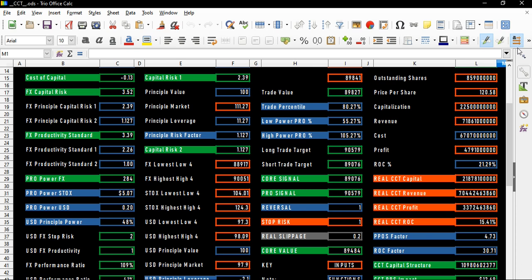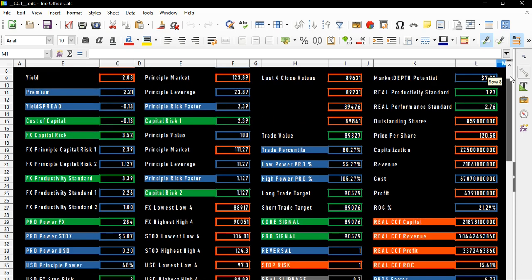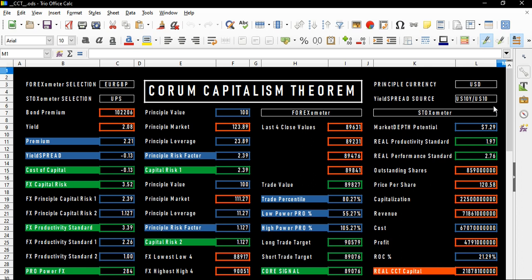So to get started, in the upper left-hand corner of the Quorum Capitalism Theorem Pro Calculator, we have the Forexometer selection. That is going to be our foreign exchange pair that we're looking at. So we're going to look at the Euro Great British Pound. It correlates somewhat with the UPS stock and the US dollar. And then our STOXometer selection is going to be UPS. Our Forexometer is in this area toward the middle right of the screen, and then the STOXometer is on the far right-hand side of the screen.